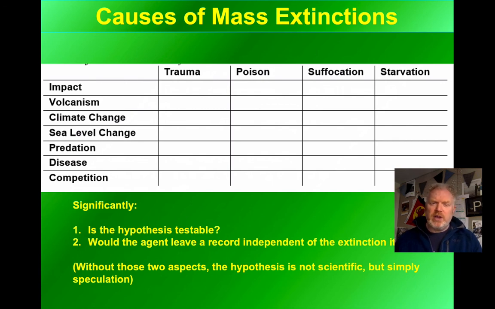Once we've done that, we can then start thinking about whether we can actually test these hypotheses and whether we get a record independent of the actual extinction itself in the geological record. It's all very well to come up with theories like space aliens hunting the dinosaurs to extinction. Fine, but where's the evidence for that? If we don't have those 2 things considered, what we have is a wild guess, not a scientific hypothesis. So, have a go at that, see what you come up with.